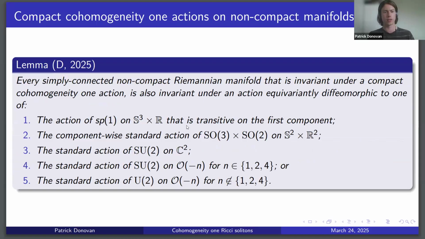So the first thing we need to do, like the case where I had compact Riemannian manifolds and understanding what the actions on them were, is to understand what actions I can have on the non-compact case.